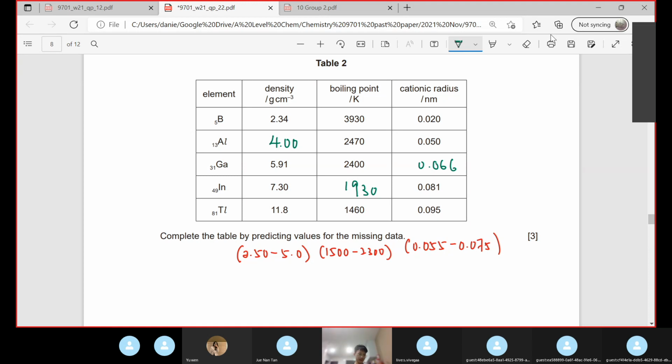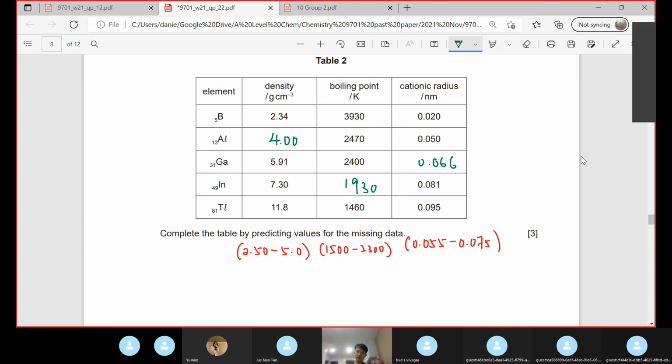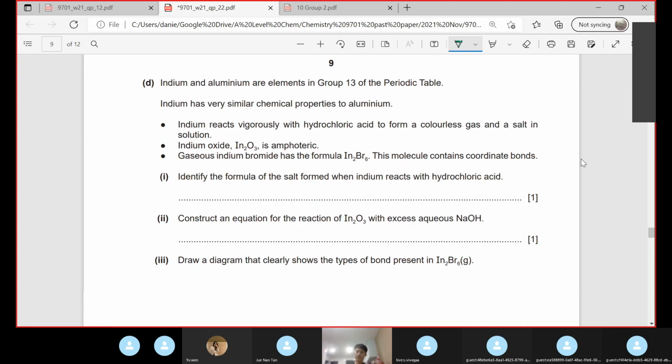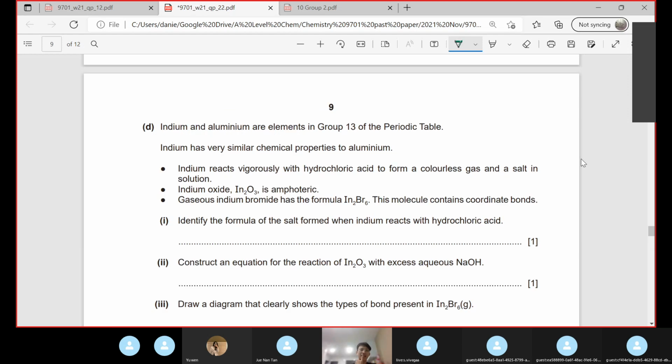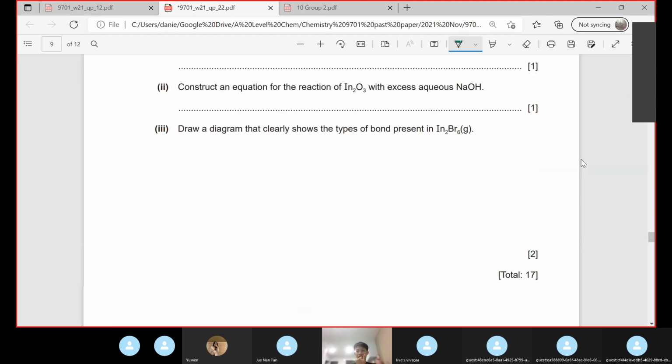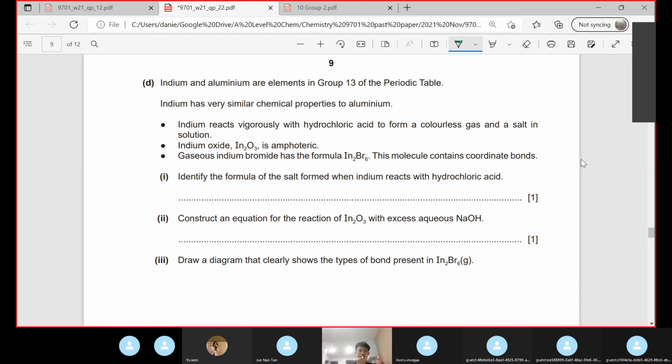3 marks here, very easy 3 marks, then you get it. Okay, then let us move to the next question.